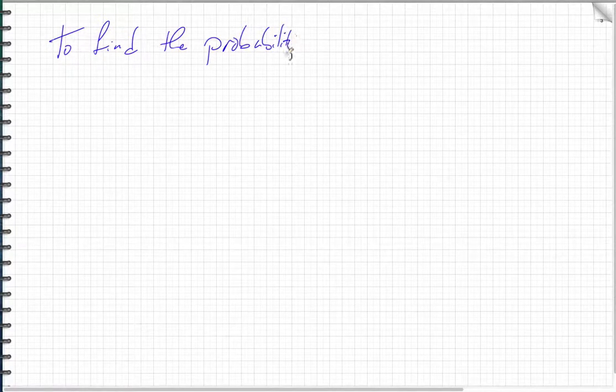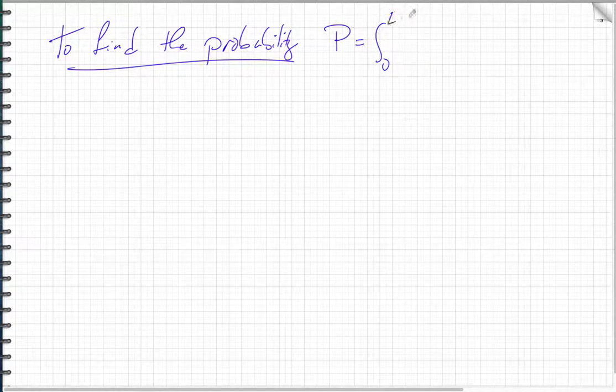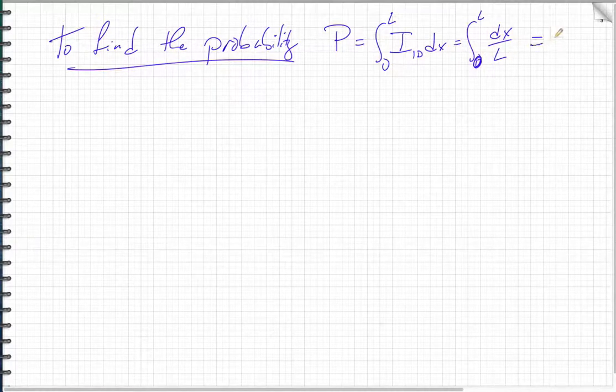So to find the probability, P, we're going to integrate from 0 to L the probability distribution in 1D, dx, which will equal the integral from 0 to L of dx over L. And if you do that, you see that that equals 1. So that's our proof.